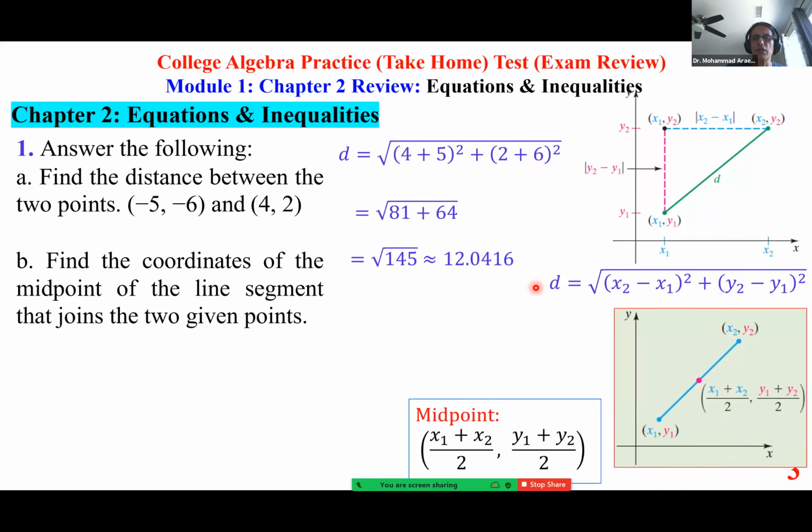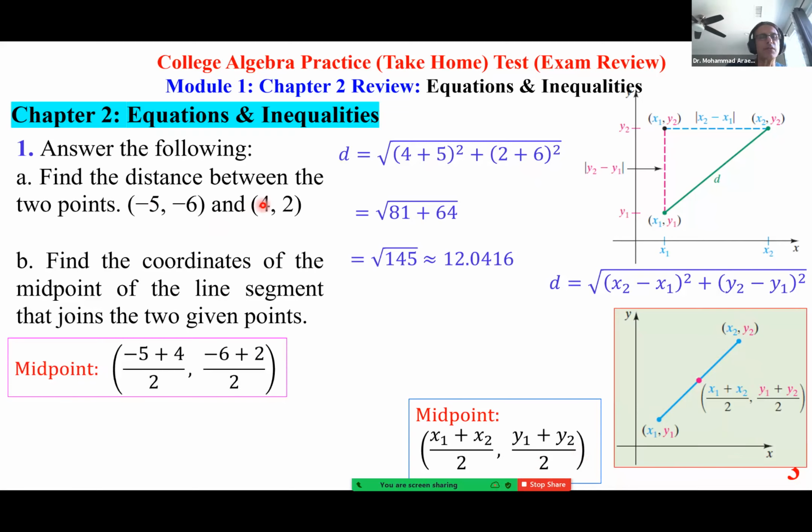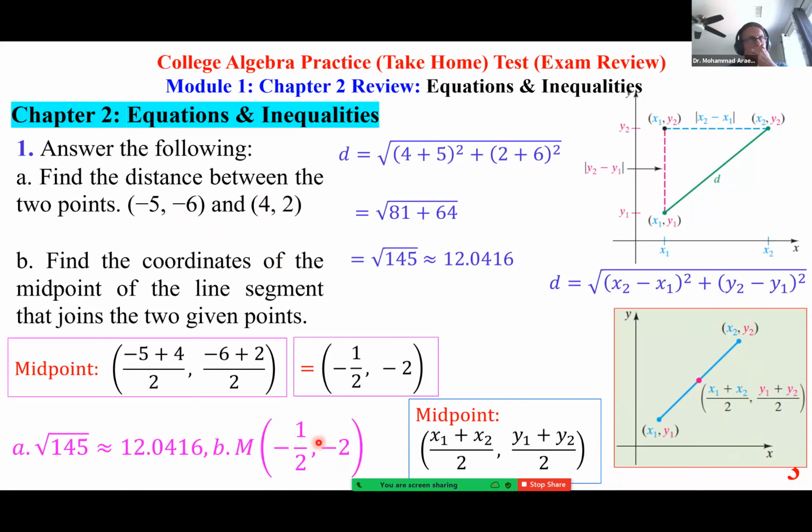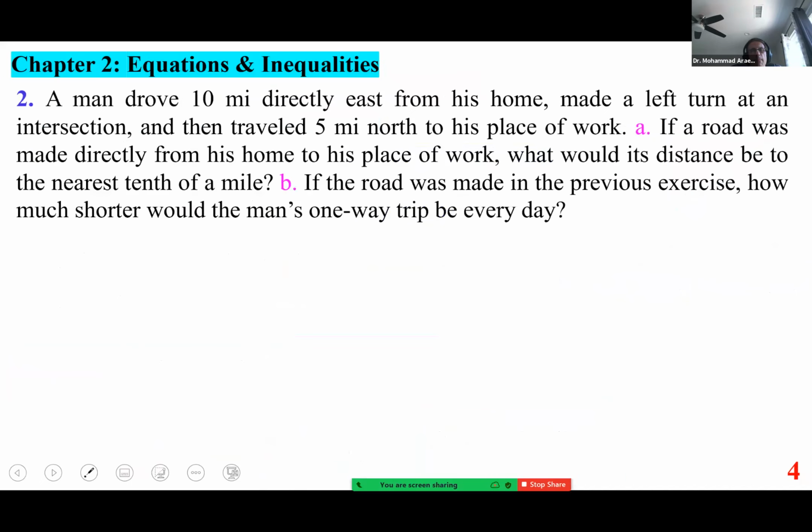As far as the midpoint is concerned, basically add up the coordinates and divide by 2. Same thing for x, same thing for y. So in this case, we are adding up negative 5 and 4 divided by 2, and we are adding up negative 6 and 2 divided by 2. Those are the answers, and we repeat parts A and B. So distance and midpoint formulas.